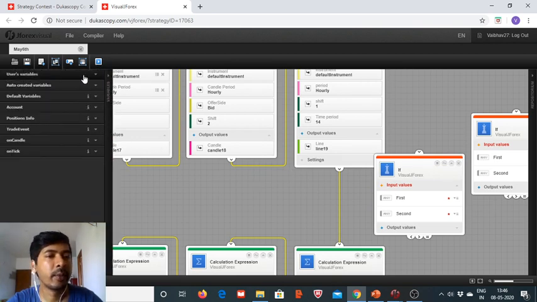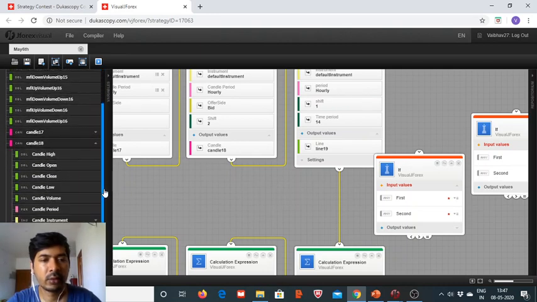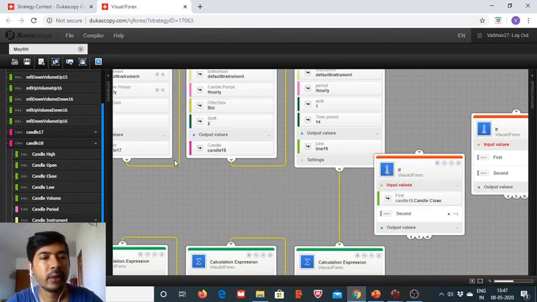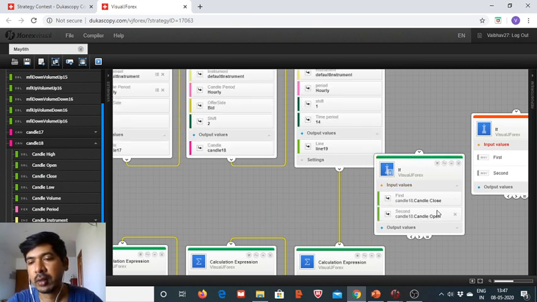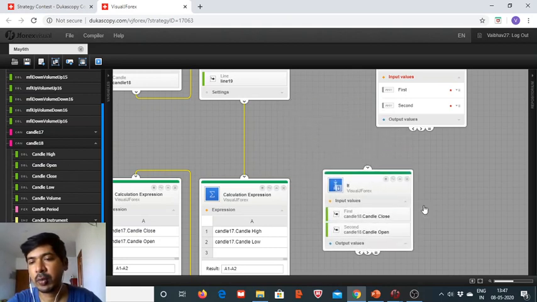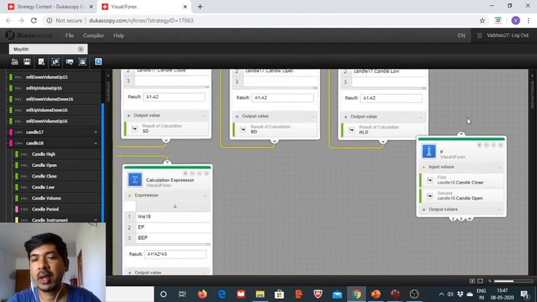Open and close for the buy side. So we need to take the candle 18s, open and close values for the comparison. We need the candle close to be less than the candle open. So this is the condition which we unfortunately omitted in yesterday's session. So pardon me for that.